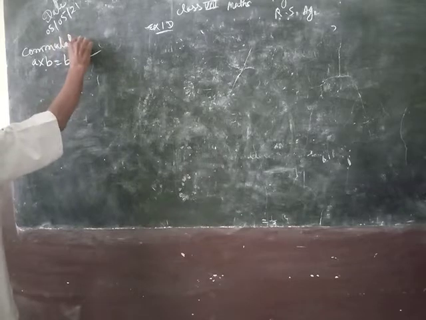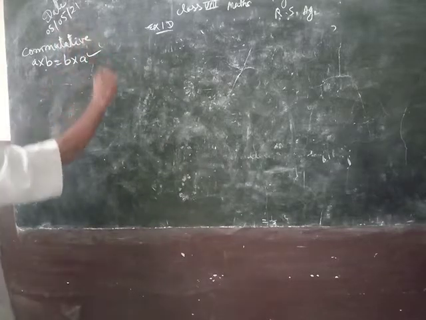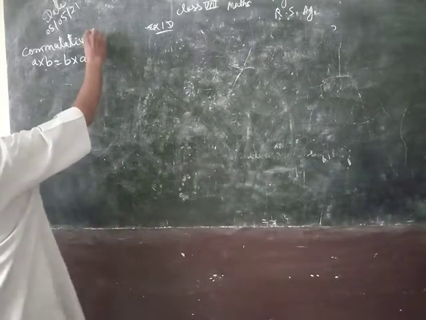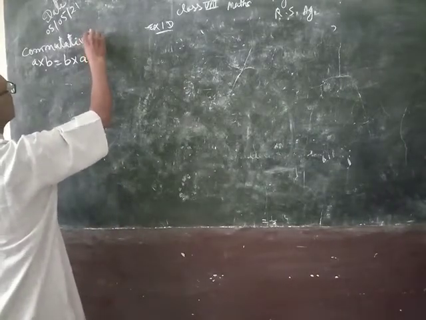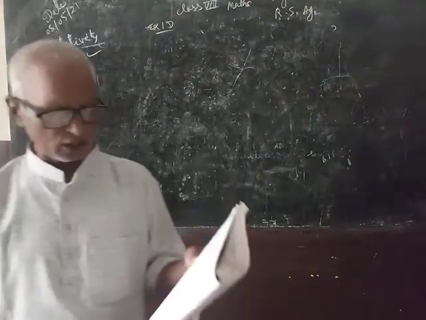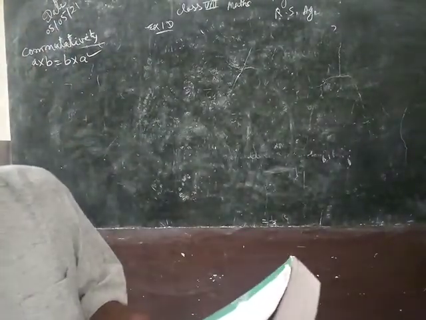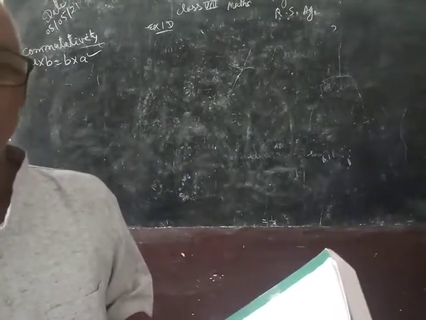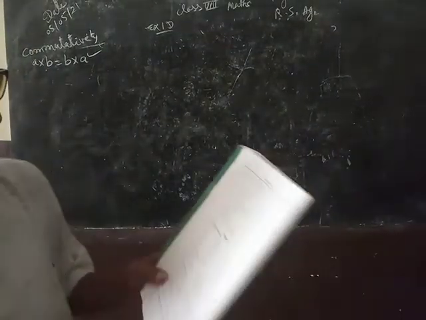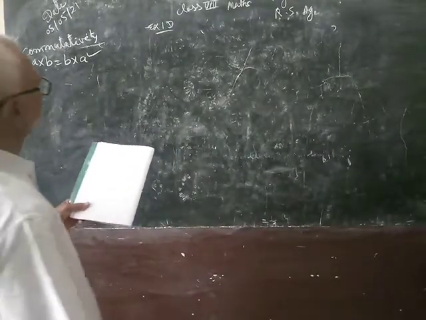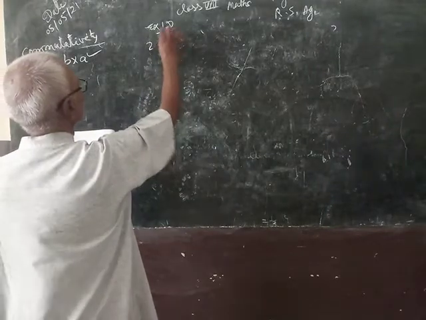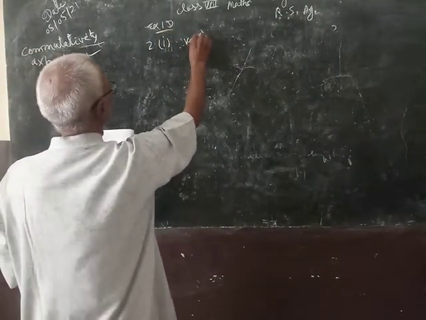Commutative property of multiplication. Commutativity of multiplication, you can write: A into B is equal to B into A. It is always true for multiplication. It is always true for addition, as I told you earlier. So here it says verify. Question 2 part 1 is to verify the result.